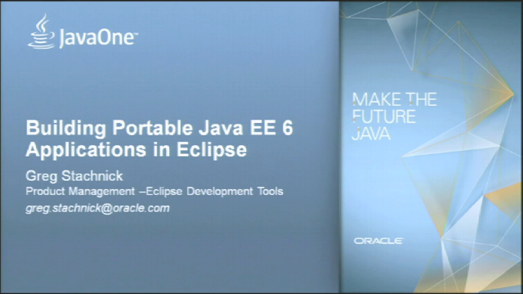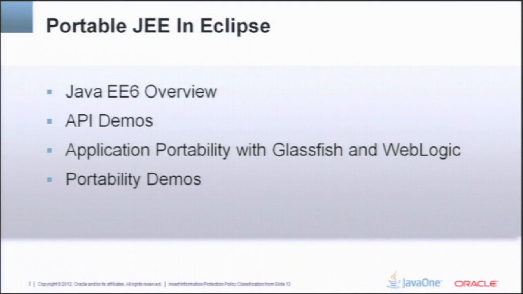We'll start off by reviewing some of the changes that happened in Java EE 6. EE 6 has been out for a little while now, and we're starting to get some previews as to what's going to be in EE 7 actually. But we'll talk about what is new in EE 6. We'll do some demonstrations on building EE 6 applications in Eclipse. And then we'll look at ways that we can tune these applications to make them portable across different application servers. Things that we can do in the descriptors, things that we can do in our persistence file, things like that.